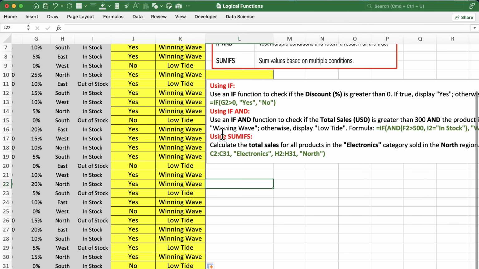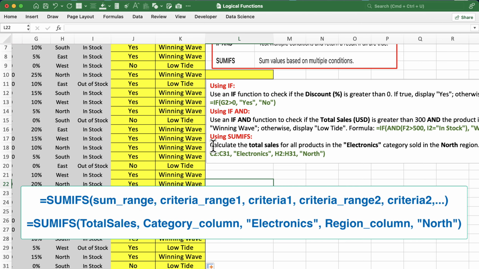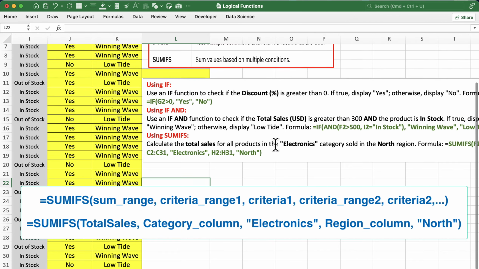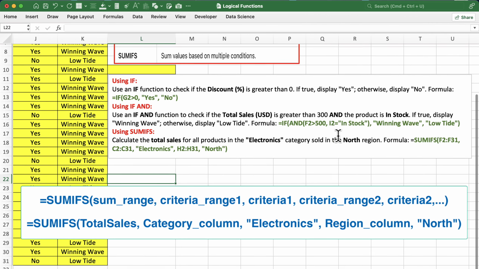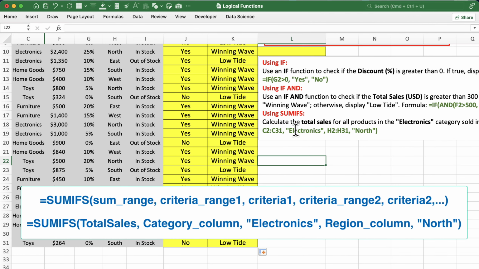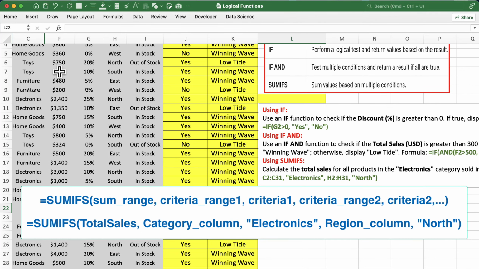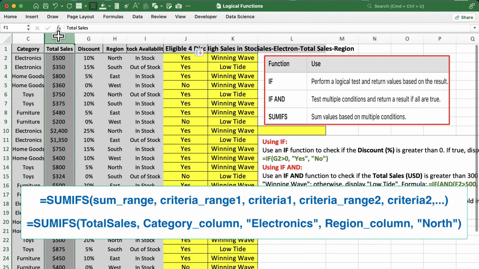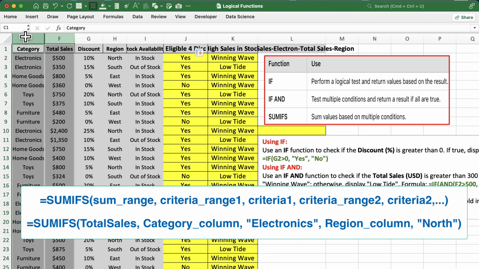The last one is using SUMIFS. The question is calculate the total sales for all the products in electronics category sold in North region. In this question, we will calculate the total sales which is provided in this column. However, there are two conditions. One condition is that products belong to electronics category and they are sold in North region. Because in this case, we are required to calculate total sales, which will be one numerical value, we need only one cell, not the whole column.